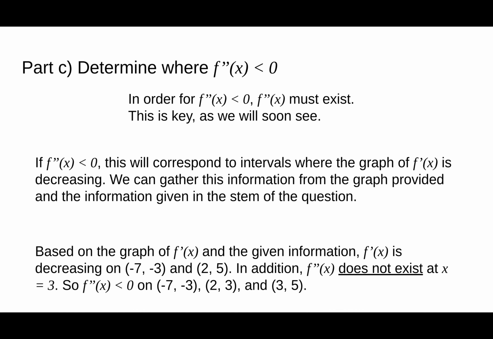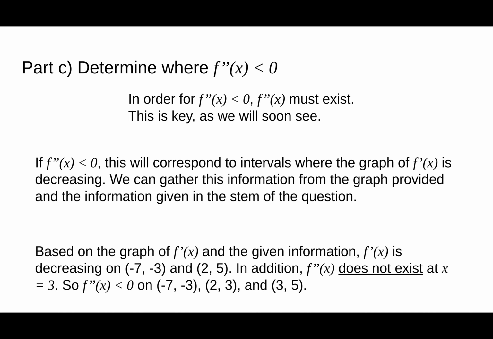We are also given that the tangent line is vertical at x equals 3, which means that the derivative doesn't exist there. The second derivative will not exist at that point. The vertical tangent line is the tangent line to f prime. So the derivative of f prime is not defined at x equals 3, so f double prime does not exist at x equals 3. That's why this first bit of information is important.